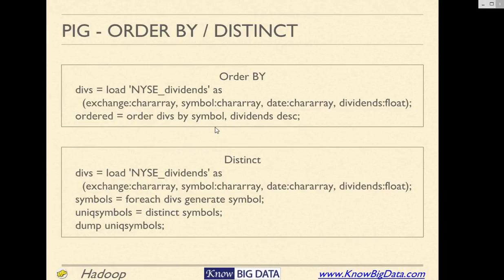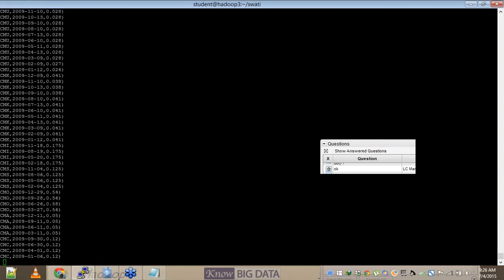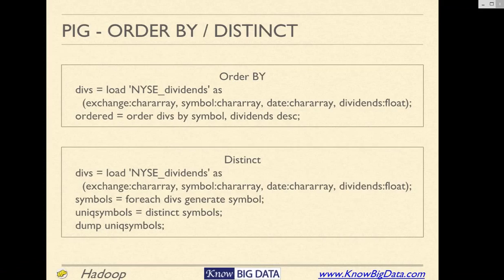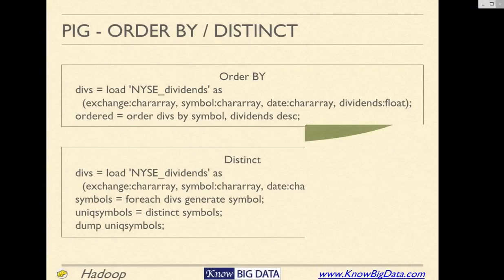So first we have got all the symbols that were there, right? The ticker, this thing, CMK, CMU and so on. And then you say unique symbols is equal to distinct symbols, and then you just dump unique symbols. What this is going to give you is all the distinct values of the symbols. I need not run this command and show you. It is a fairly simple command. Go back after the session and try and run these commands.